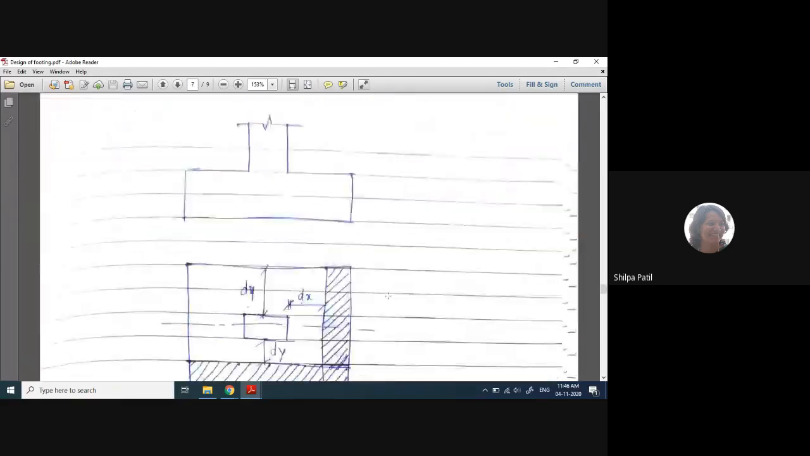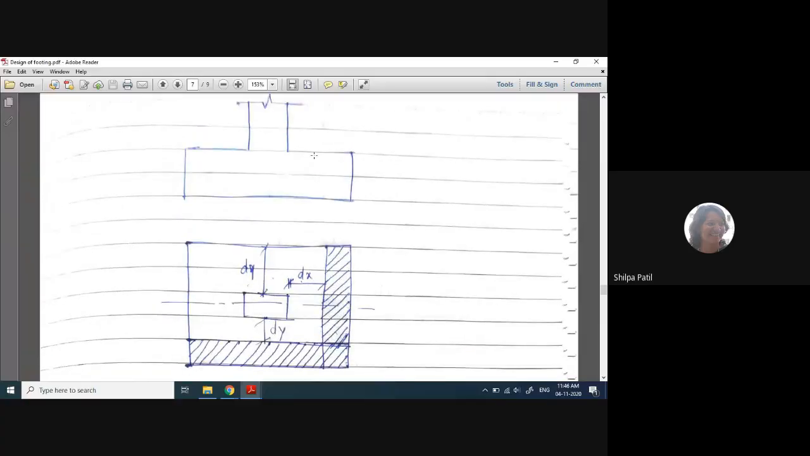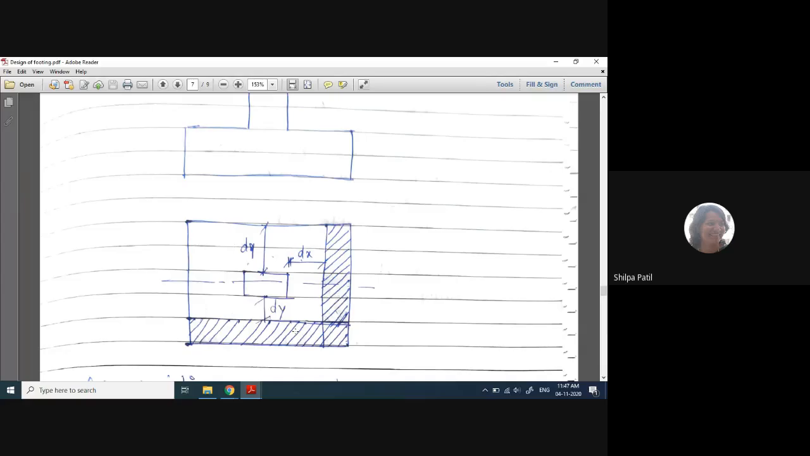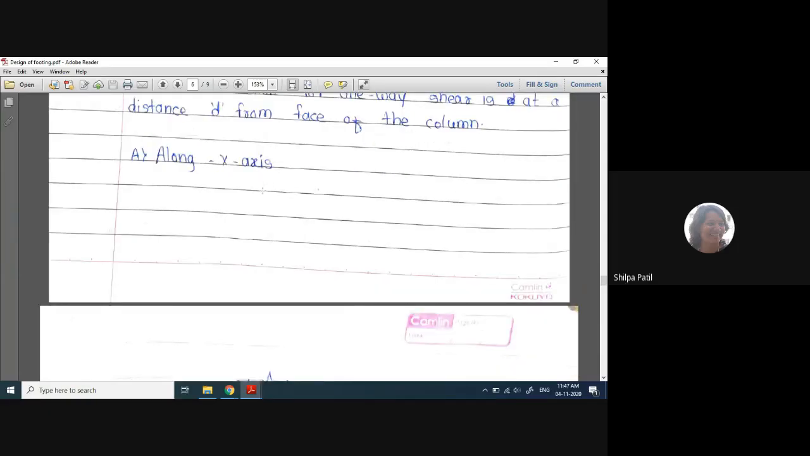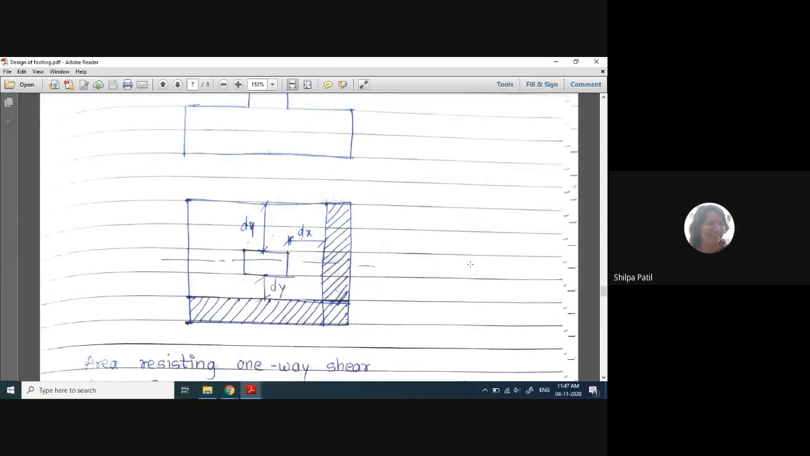Okay, so if I consider the diagram here, this is the plan of the footing and column. For one-way shear, the critical section is considered at a distance d from the face of the column. Now here we do not consider the minimum value. We consider whatever is the d value along the X and Y directions, dx and dy. For those we calculate the one-way shear.